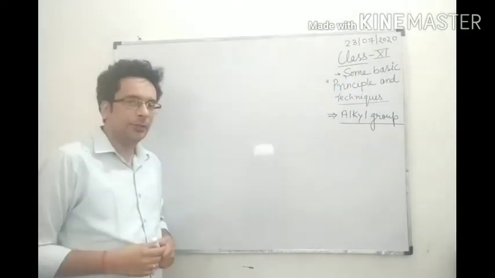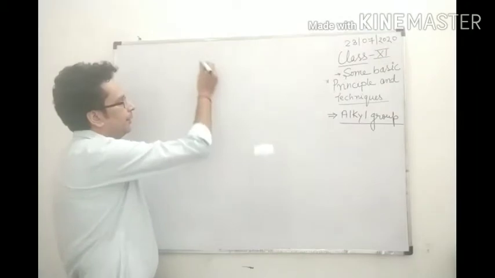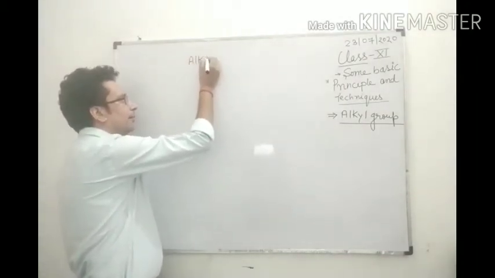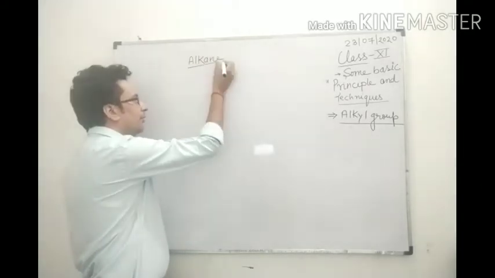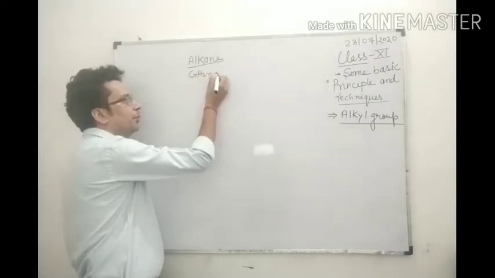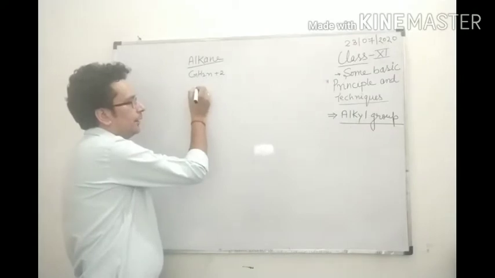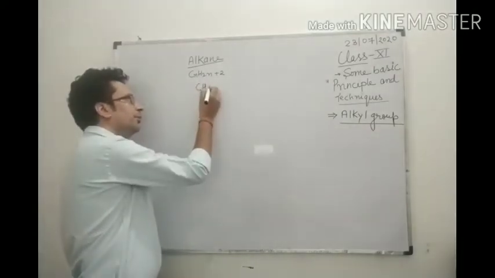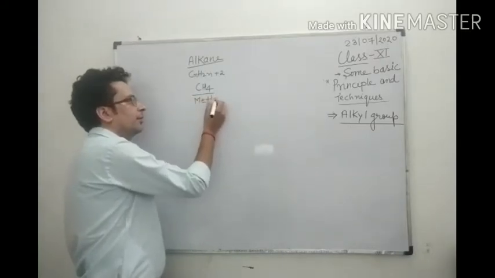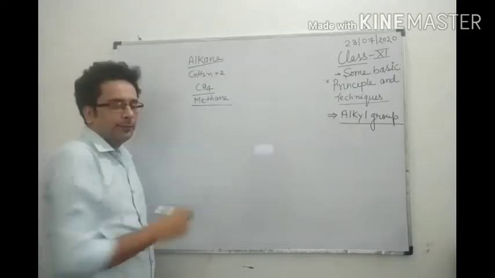So, alkyl group. Now look here. All of you know very well the alkane. This is the alkane. The general formula of alkane is CnH2n+2. If we put the value n equal to 1, then we have CH4. This is known as methane.